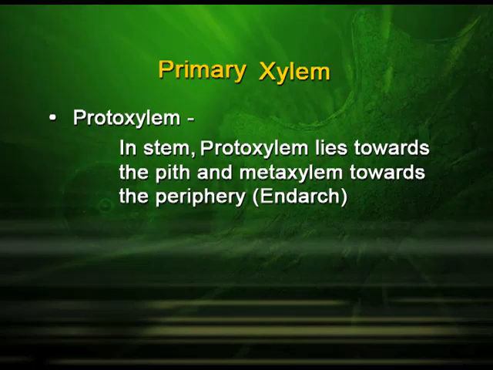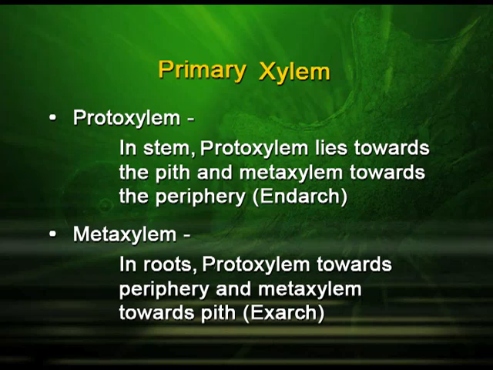Primary xylem. The first formed xylem is generally referred to as the primary xylem. In the stem, the protoxylem lies towards the pith and the metaxylem lies towards the periphery. Such a condition is known as endarch. In roots, the protoxylem is found towards the periphery and the metaxylem towards the pith. Such a condition is known as exarch.